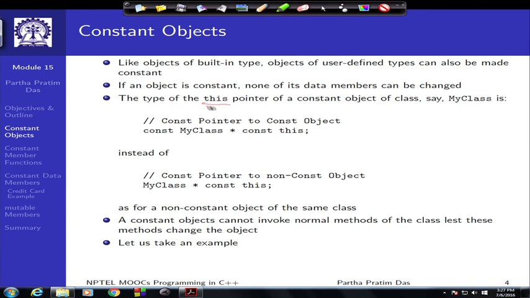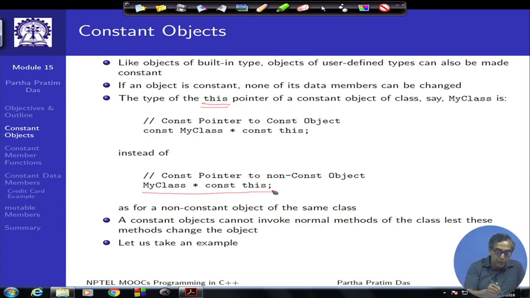We remember that this pointer refers to the address where this object resides. This pointer now becomes a pointer to a constant object. Earlier when we introduced this pointer, we saw that it is a constant pointer to the object of the class, but now it becomes a constant pointer to a constant object of the class. So, introduction of this const in the type of this pointer is a consequence of declaring an object as constant.